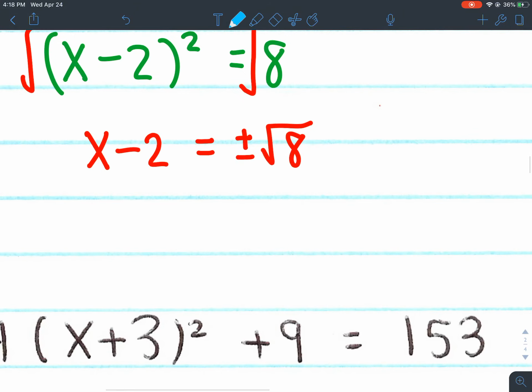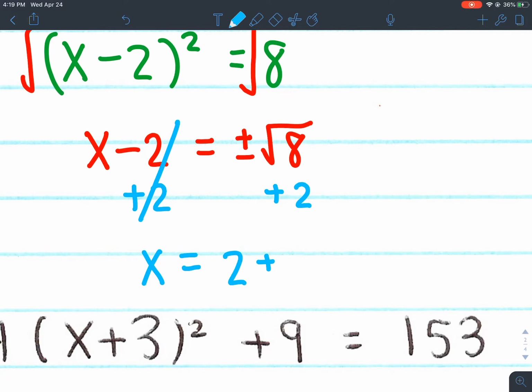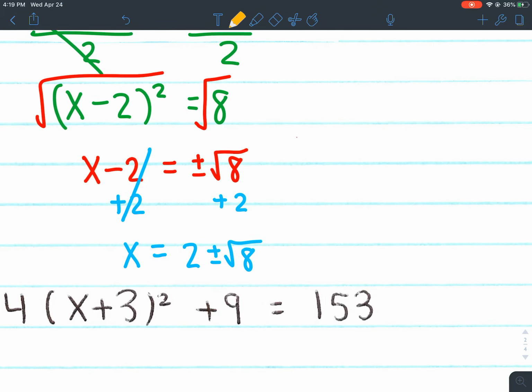Now here, you could simplify the square root of 8 first, but I'm going to go ahead and add 2 first. So I'm going to add 2 to both sides. And so I have x equals, now here's the part where I'm picky about how you write this. I do want you to write the 2 in the front rather than in the back. And here's the reason why.